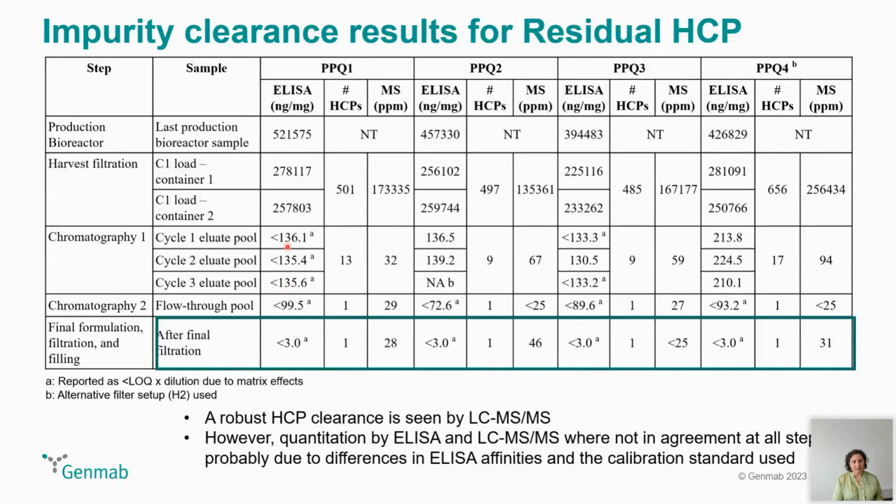With ELISA we can only say, okay, after some point we cannot measure anymore whatever is in there. So you have difficulty in showing that chromatography 1 can reduce, and chromatography 2 can also reduce. You cannot see the effect by just looking at the ELISA numbers.